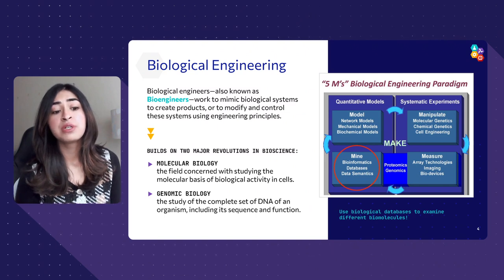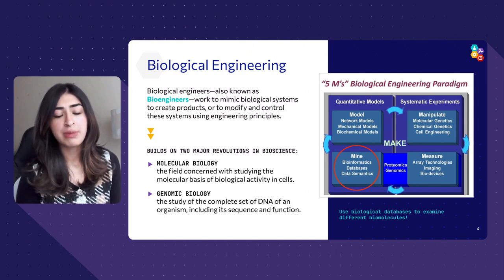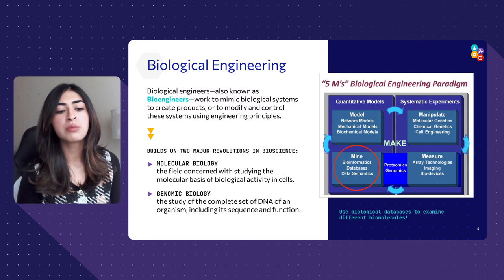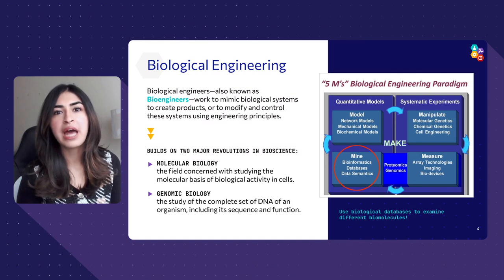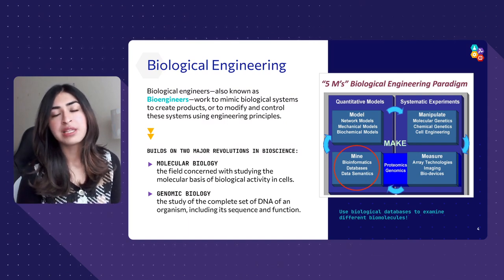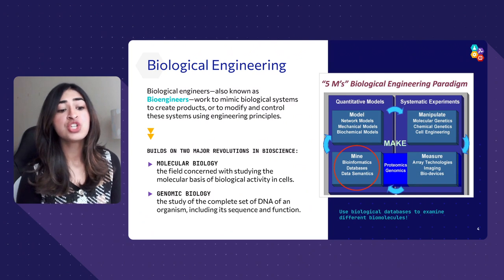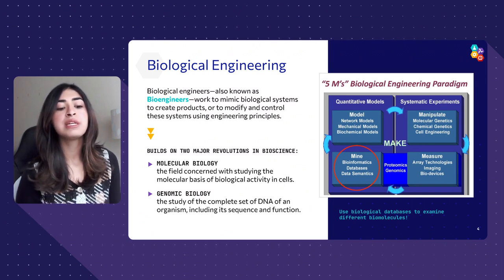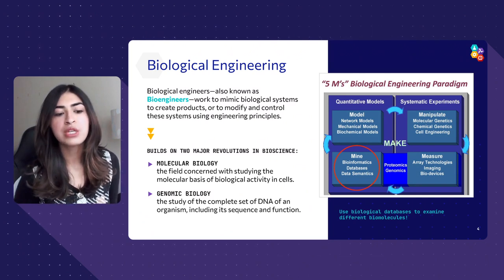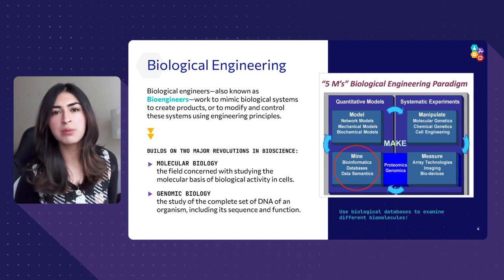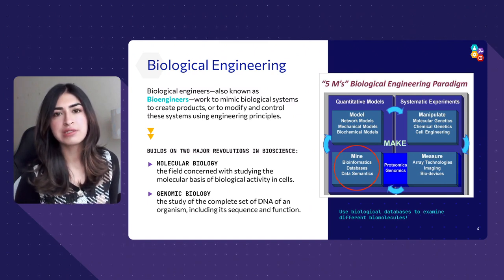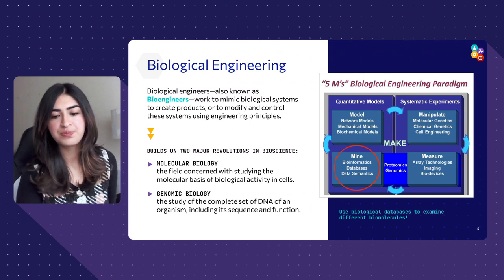Now, this field builds on 2 major revolutions in bioscience. First is molecular biology, the field that's concerned with studying the molecular basis of biological activity in the cells. What molecules, what atoms, how do they work together in order to create an organism that lives and breathes? 2, genomic biology, the study of the complete set of DNA, the instruction manual of an organism, including its sequence and its function. And we'll talk a little bit more about DNA sequences later on in this presentation.